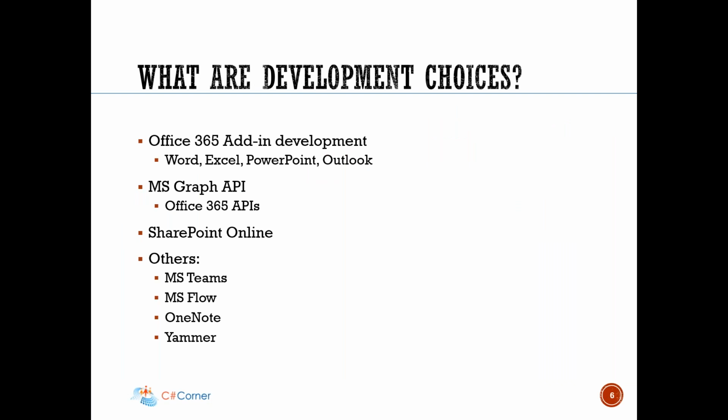What are the development choices? The next question is how you can get started. Office 365 add-in development is one development choice. Word, Excel, PowerPoint, and Outlook are the main Office apps, and there are add-ins which work inside these apps. If you want to start the development, you can start developing with Office add-ins.